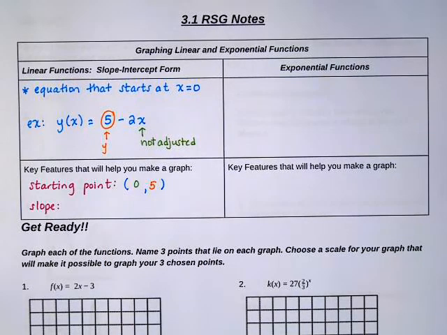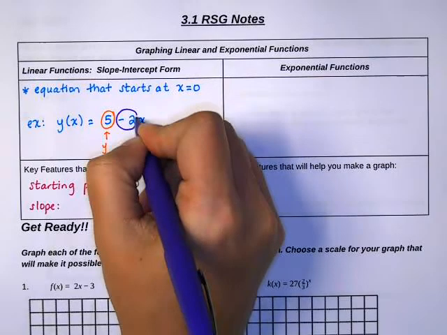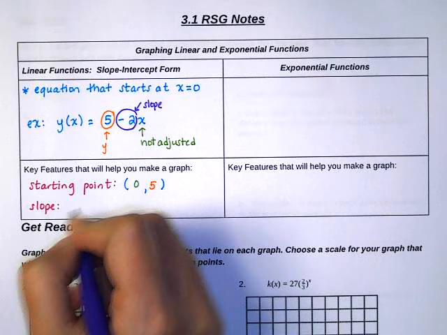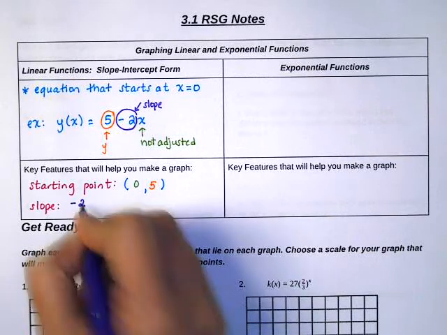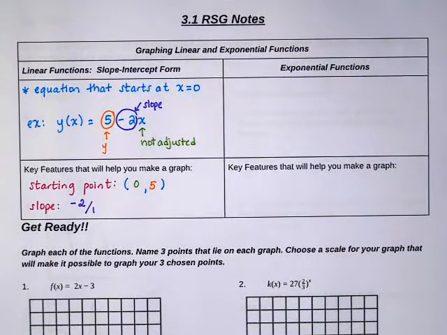For our slope, we always look at the number in the middle of the equation that is being multiplied by the x. So here's my slope right here, which means I would write that my slope here is -2. A lot of times, to help myself graph, I like to write -2 over 1 to make it more obvious where I can see the rise and the run.